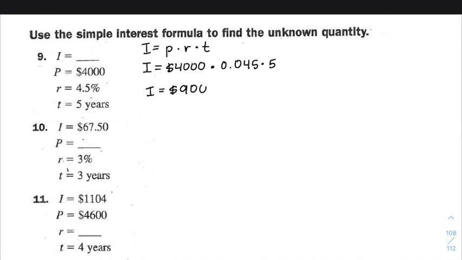On number 9, we're solving for the interest. I'm going to start by writing my simple interest formula. The principal amount is $4,000. The rate is 4.5%, which in its decimal form is 0.045, and the time is 5 years. To find the interest, all I need to do is multiply these values together. This is going to give me $900. So the interest earned on the account would be $900.